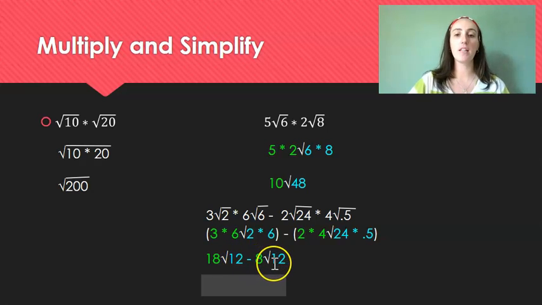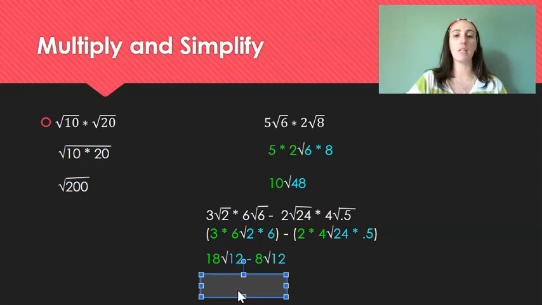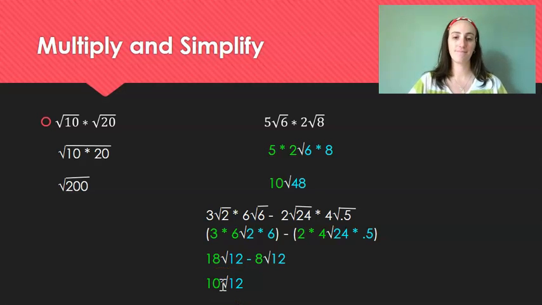Both of these have an index of 2, and both of these have a radicand of 12, so I can now combine those. When I combine those, I keep my outside numbers and I subtract. 18 minus 8 is going to give me 10. So our final answer for that big problem ends up being 10 square root 12. There it is.